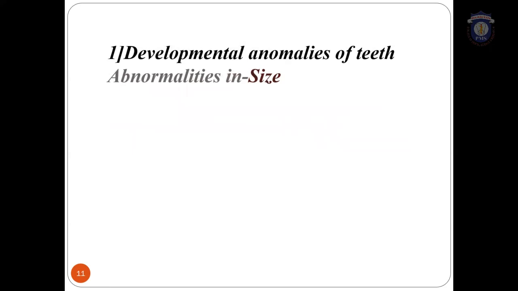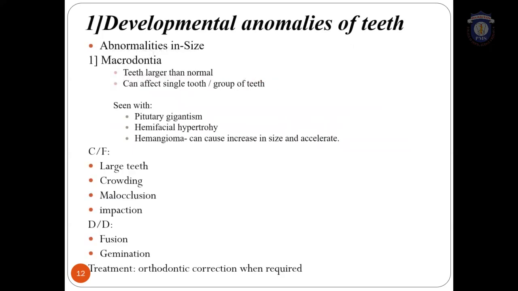The next developmental abnormality is abnormality in size. It can either be macrodontia. Macrodontia is when the tooth is larger than the normal size. This can be seen in a single tooth or a group of teeth. It is usually associated with pituitary gigantism, hemifacial hypertrophy. Hemangioma can also cause an increase in size.